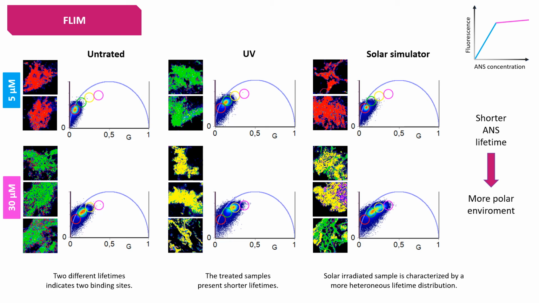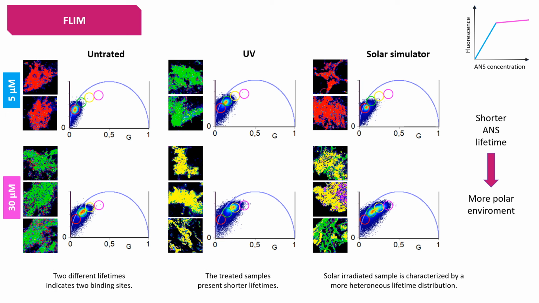Even for the untreated sample, there is a heterogeneity in the lifetime distribution of these two concentrations. In fact, the lower concentration has a longer lifetime that is associated with a more hydrophobic environment. Overall, the treated samples present a shorter lifetime. In particular, the UV sample presents a shorter lifetime for both the lower concentration and the higher concentration.